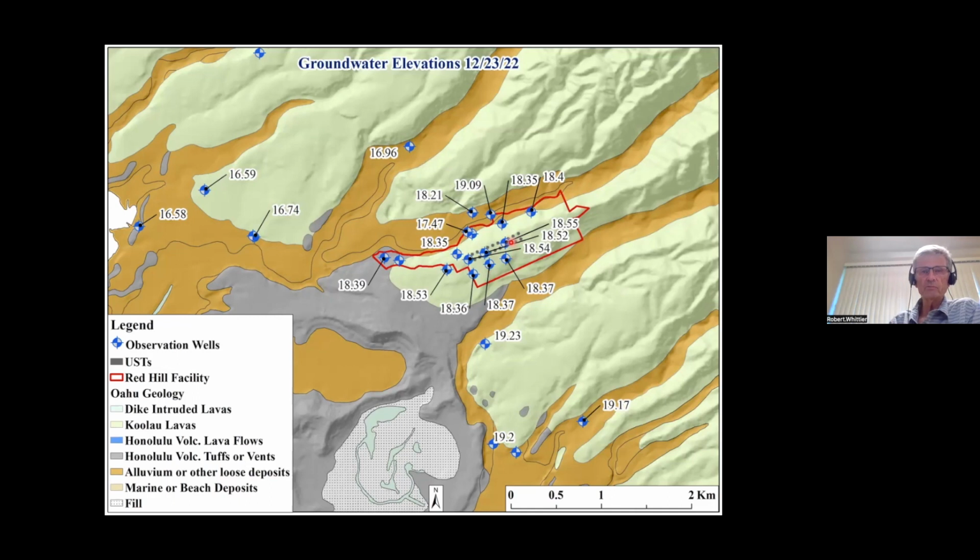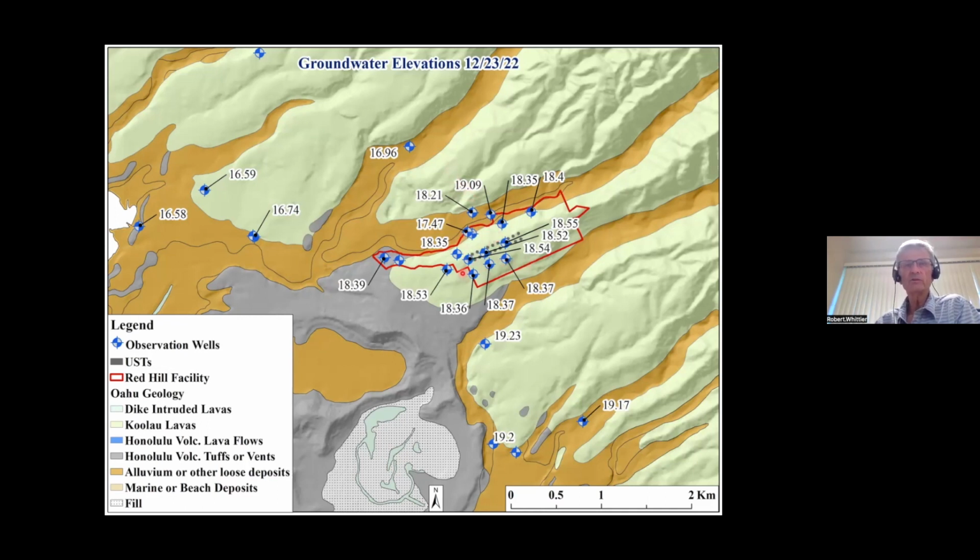We have a 0.02 of a foot groundwater elevation drop over a span of about 0.7 kilometers. That actually is within the realm of uncertainty of the measurements. We do have a decrease in groundwater potential going to the northwest, which is fairly significant, about 0.2 feet. That would imply groundwater flow in this direction.